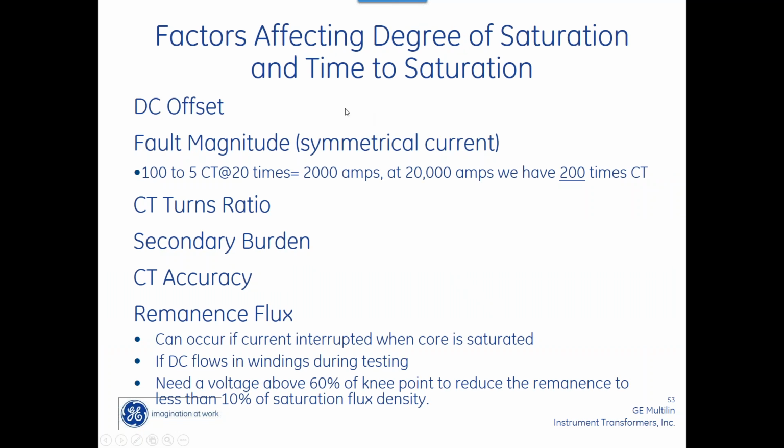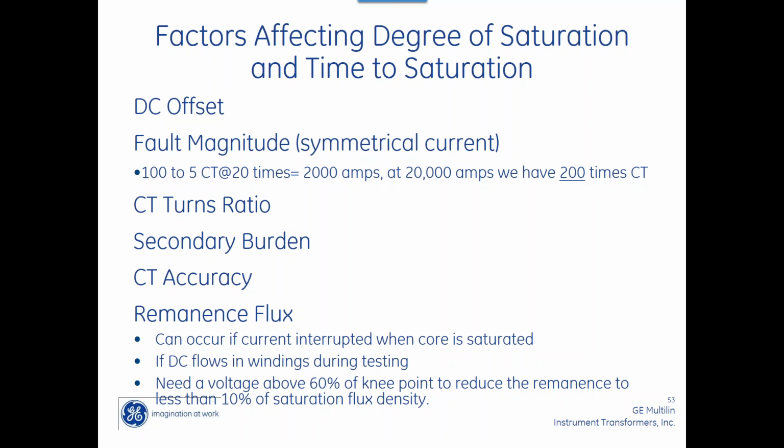Okay. Factors that affect saturation. The DC offset, I talked about that. The fault magnitude: a 100 to 5 CT at 20 times is 2,000 amps. Well, all of a sudden I've got a situation where my AIC rating, amps interrupting capacity, is coming in at 50,000 amps or 20,000. At 20,000, now I'm at 200 times CT. That CT is going to saturate.